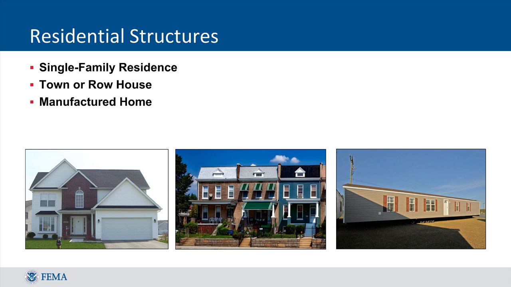One common misconception related to these structure types is modular or prefabricated homes that have been built off-site and are then trucked in and placed on a site. Since they are built off-site, it is easy to confuse these as manufactured homes. But these types of structures should be considered single-family residences since their design is closer in type to single-family construction.